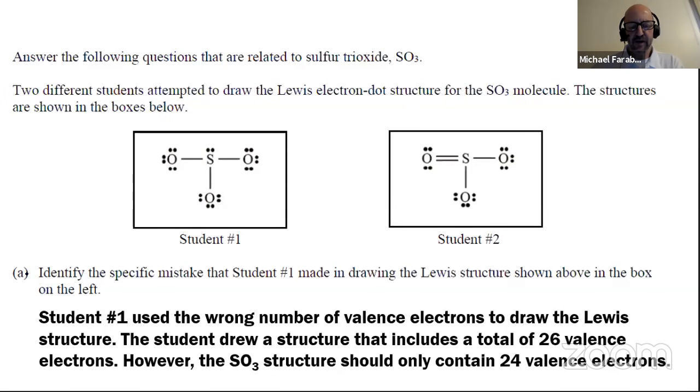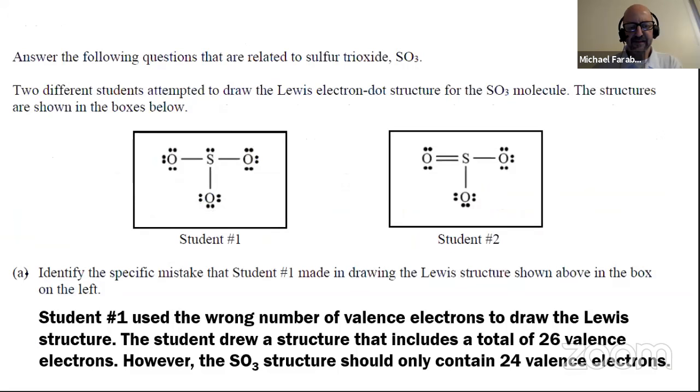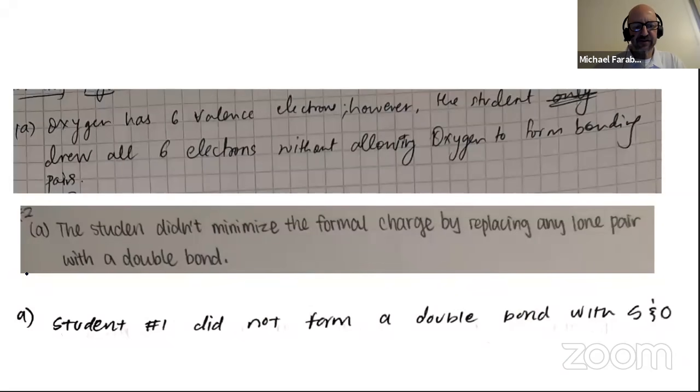Some students were confused on this question. They thought the student on the left expanded the octet of sulfur. This is not an expanded octet. This is just a normal octet, just the wrong number of electrons total for that molecule. Student 1 did not add the double bond. Student 1 did not account for formal charge. Instead of doing a single bond, they needed to do one double between one set of S and O. Again, talk about the valence electrons. That was kind of a straightforward question, but I think a lot of students didn't count the valence electrons.